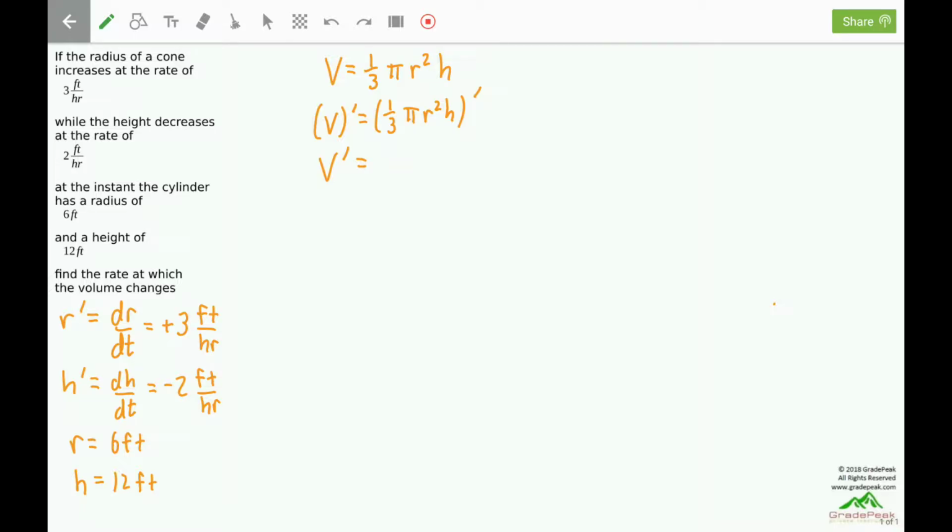On the right side, we have the product rule of 1/3 pi r squared times h. The derivative of 1/3 pi r squared is 1/3 and pi, r constants. Bring the power down, leave the inside alone, subtract 1 from the power, and then multiply by the derivative of the inside to complete the chain rule. Times the second left alone, then plus the first left alone, 1/3 pi r squared, and then times the derivative of the second. The derivative of h is h prime.